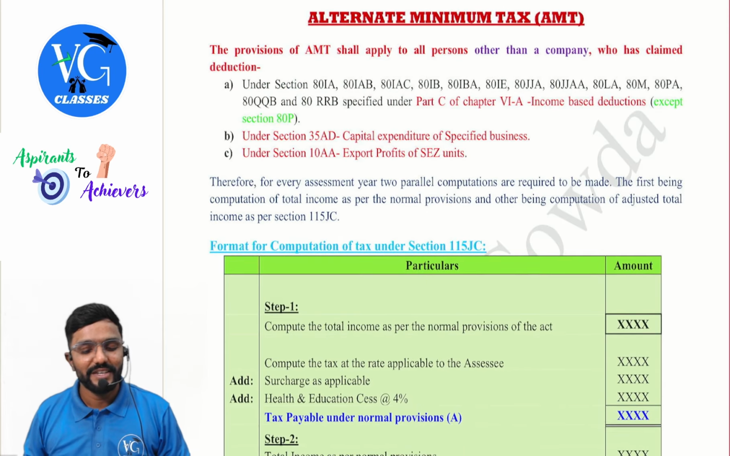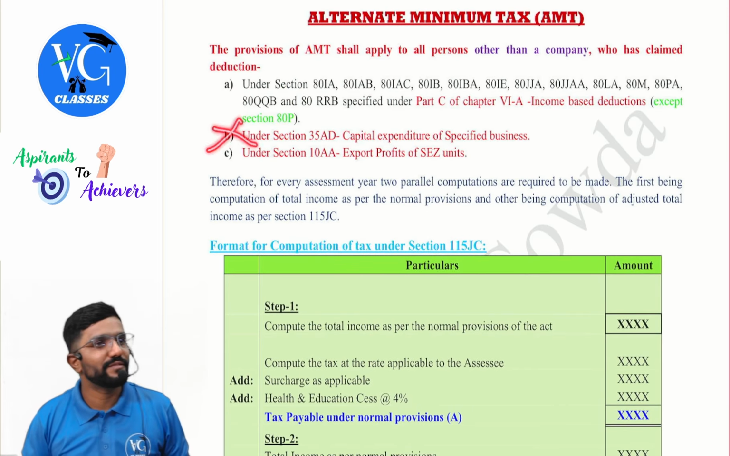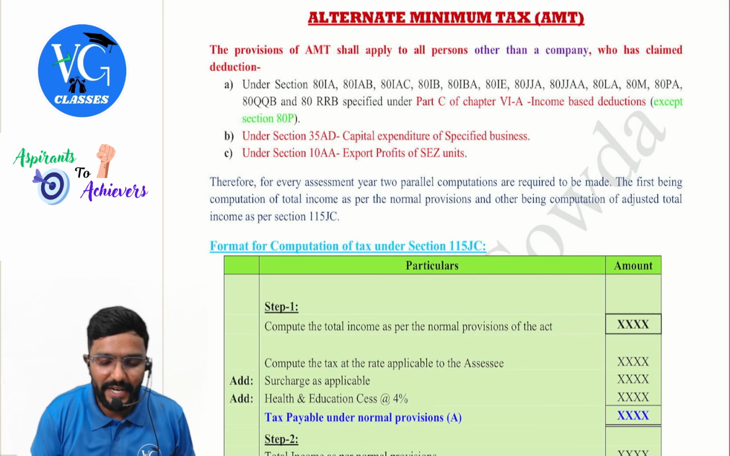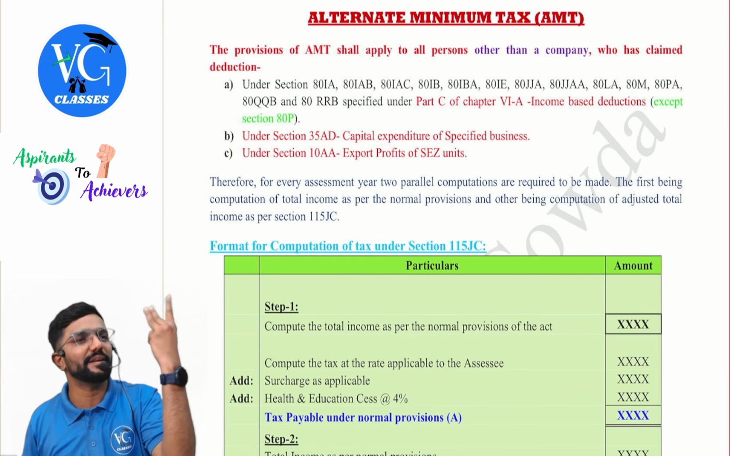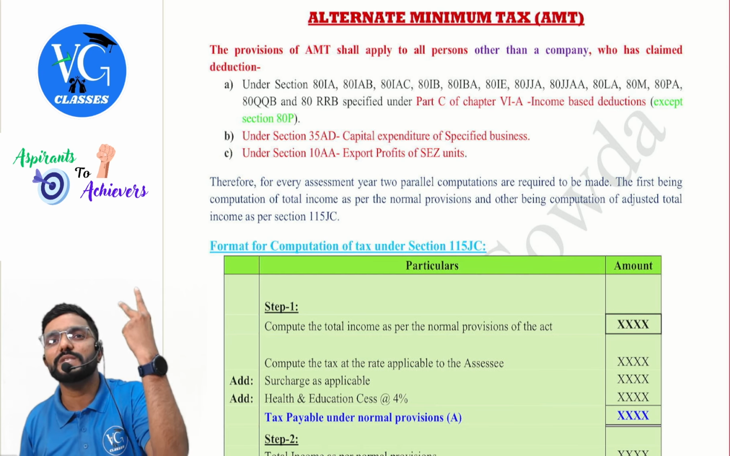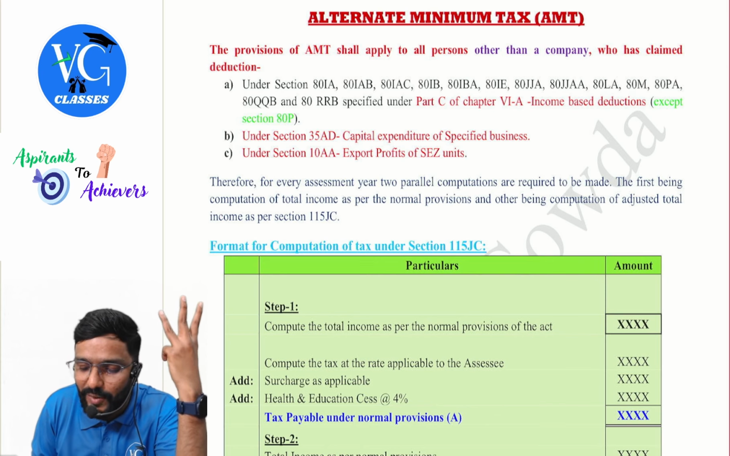Guys, listen. 35AD is blocked under 115JC. 10AA is blocked. Then entire Chapter VI-A is blocked except three: 80CCD subsection 2, 80CCH subsection 2 and 80JJAA. Only that 80JJAA is covered here.